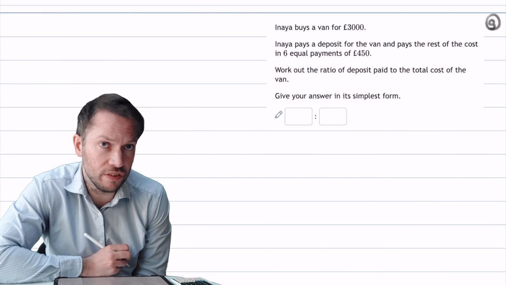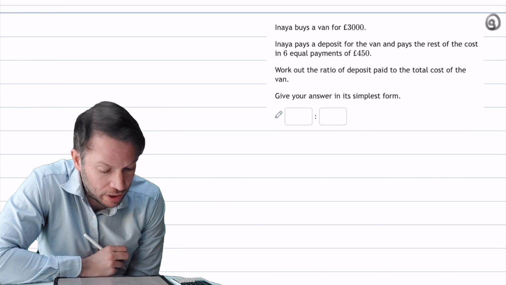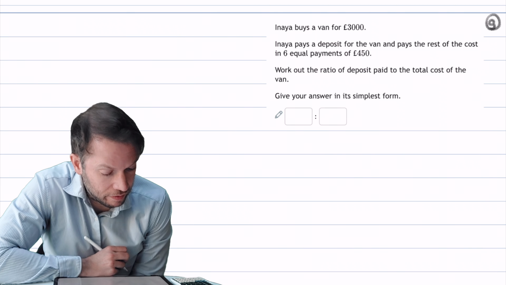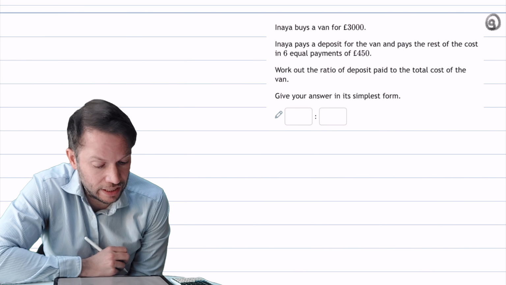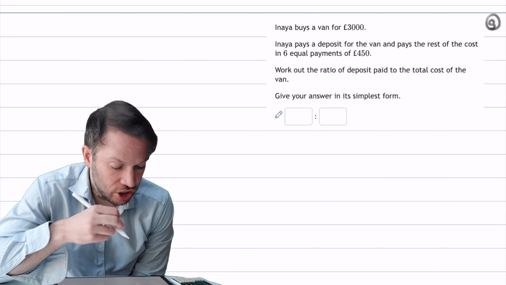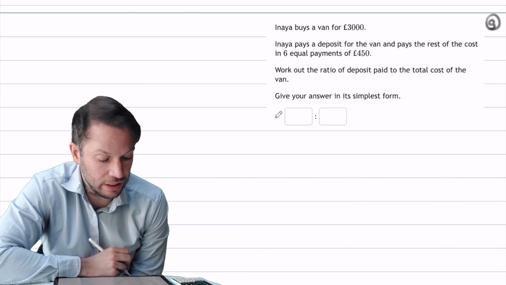In this video, we're going to solve a ratio problem involving cost. It says Anaya buys a van for £3,000. They pay the deposit for the van and then pay the rest of the cost in 6 equal payments of £450. Work out the ratio of the deposit paid to the total cost of the van. Give your answer in its simplest form.